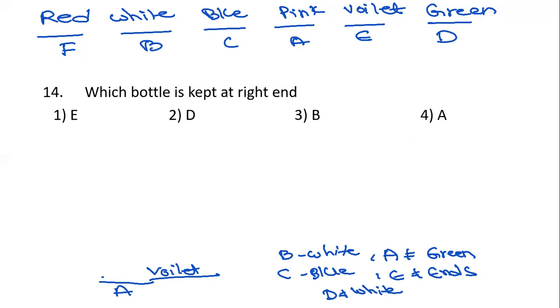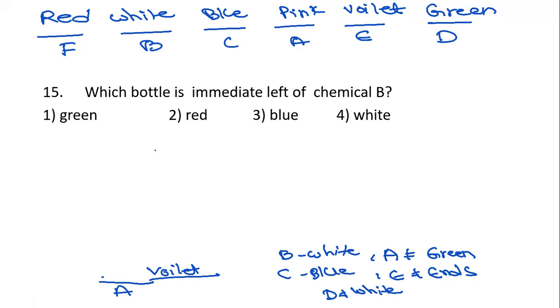Next. Which bottle is kept at right end? Right end means this green color bottle and chemical is D. They have not given color bottles, they have given chemicals. Answer is D. Next. Which bottle is immediate left of chemical B? Left side it is red color bottle and F. They have given color bottles. So red.